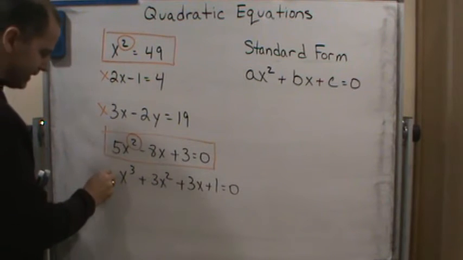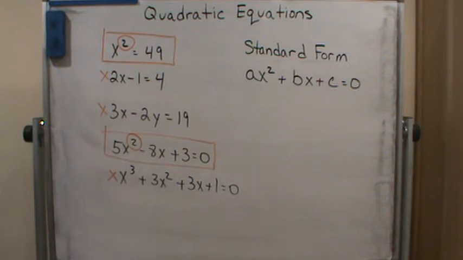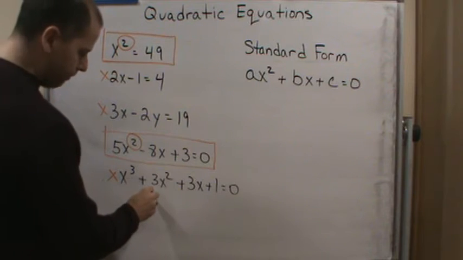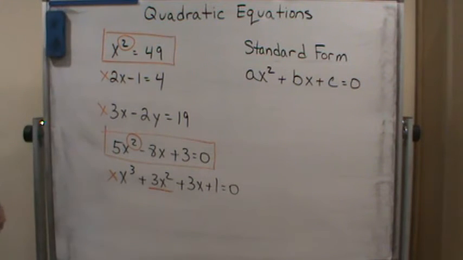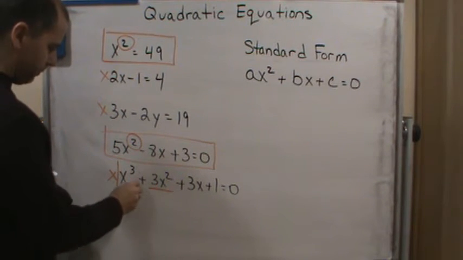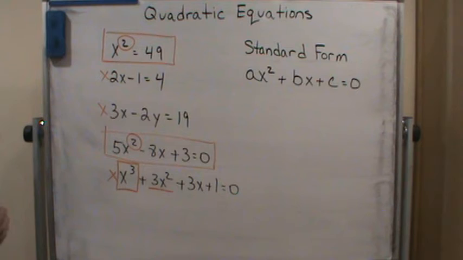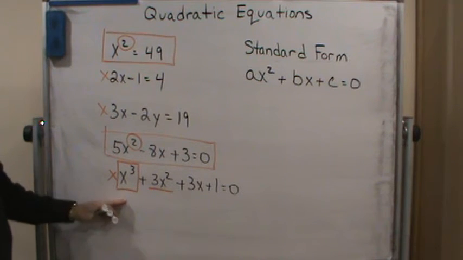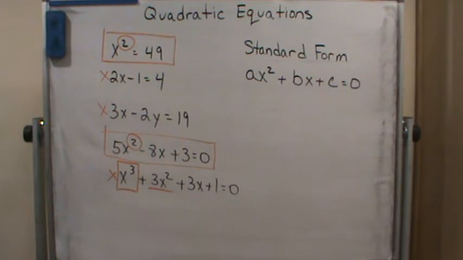This one is not a quadratic equation because even though it has a term with a variable raised to the second power, there is a term with a variable raised to a higher power. So that disqualifies it from being considered a quadratic equation. In fact, this is a cubic equation, okay?